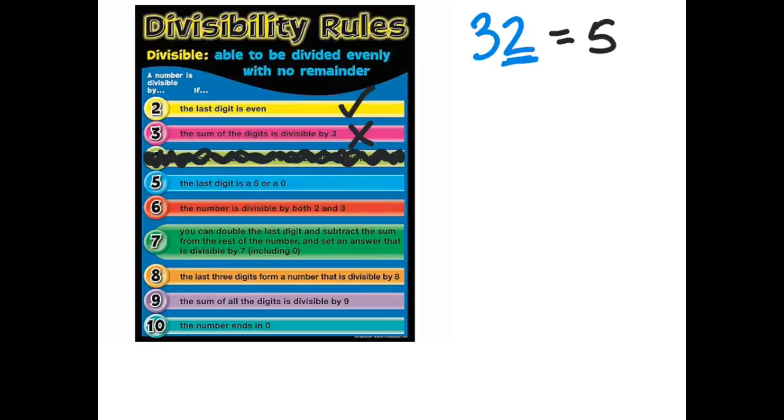Let's look at this number and see if it is divisible by 5. A number is divisible by 5 if the last digit is a 5 or a 0. And clearly, this last digit here is a 2. It's not a 5 or 0. So 32 is not divisible by 5.